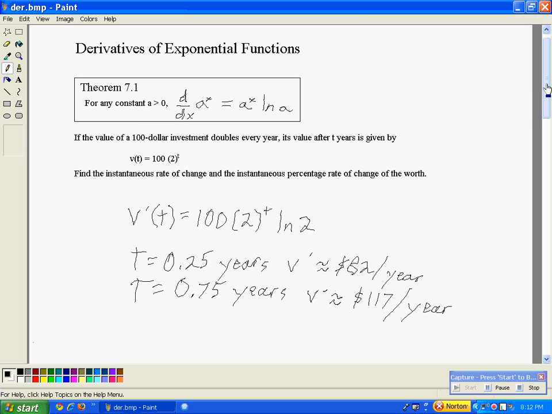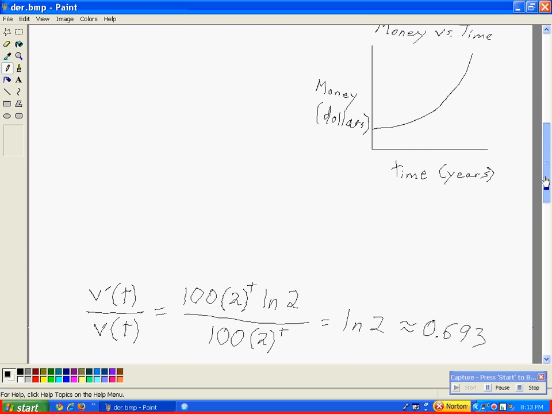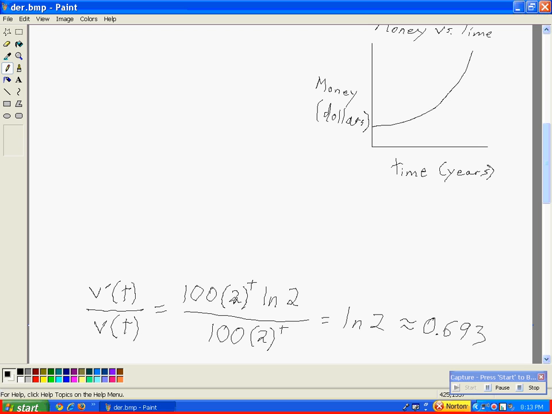Next, let's take a look at the instantaneous percentage rate of change of the worth. You can do that by taking the derivative, the instantaneous rate of change, over the overall function for the value in the account. And that will give us the percentage. I did that down here. So here's the original function.